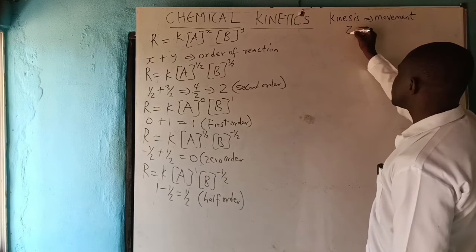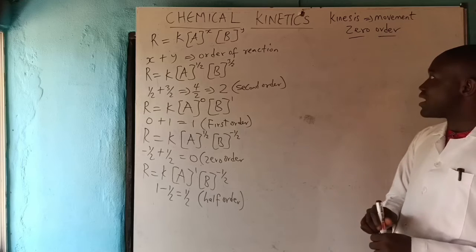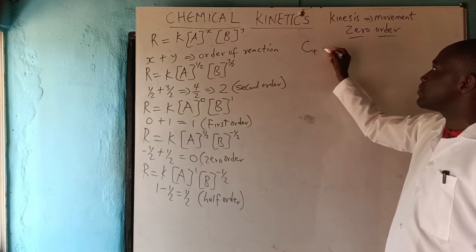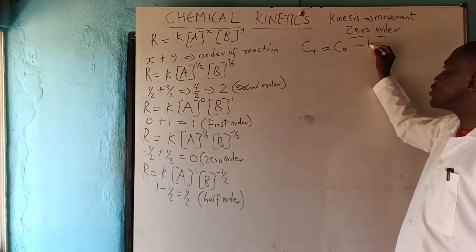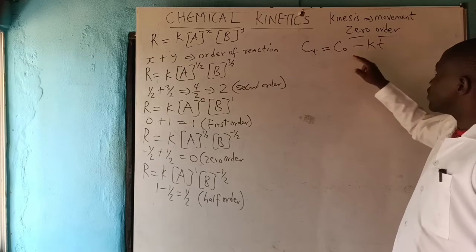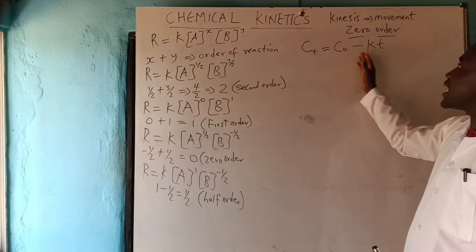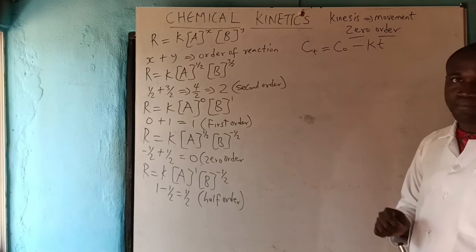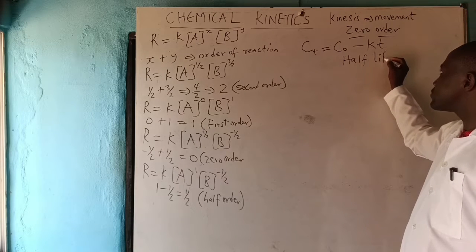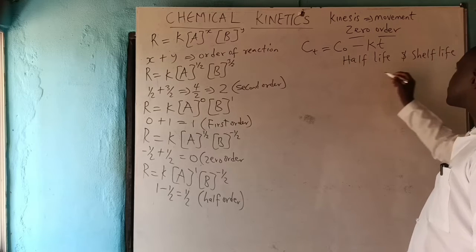Zero order reaction. For the zero order reaction, its equation is: concentration at any time equals initial concentration minus rate constant times time. And so that is the equation for it. What we will check here is, first, the half-life, and the next thing we will check is shelf life. Very important.